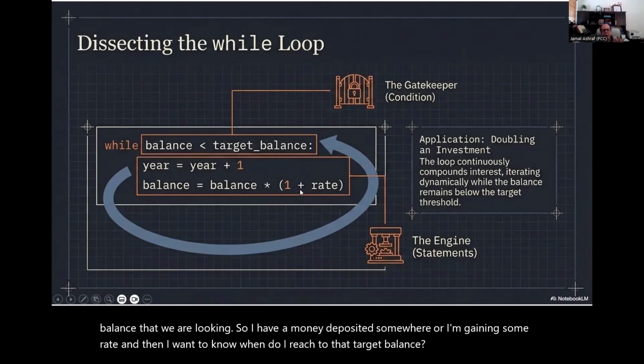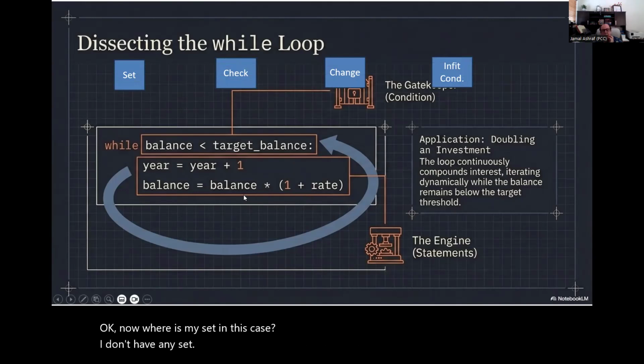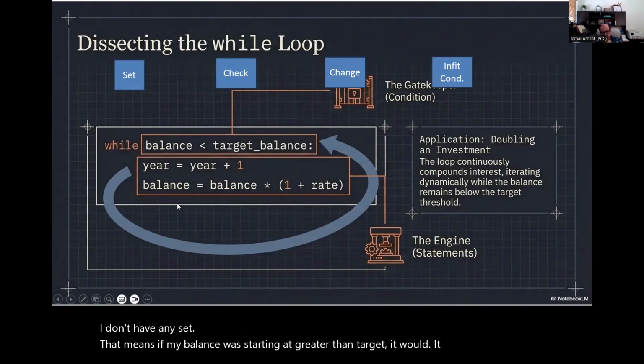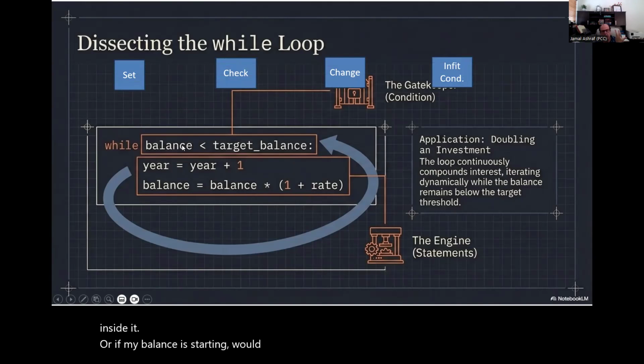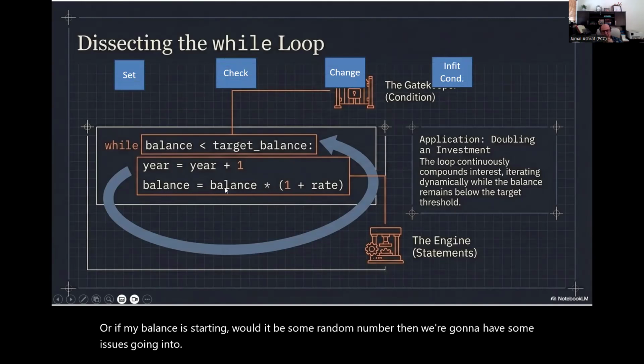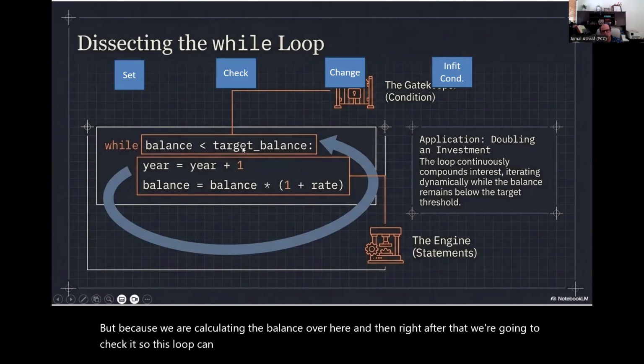Okay, now, where is my set in this case? I don't have any set. That means if my balance was starting at greater than target, it wouldn't even go inside of this. Or if my balance is starting with some random number, then we're going to have some issues going in. But because we are calculating the balance over here, and right after that we're going to check it, this loop can keep going till we get to the target balance.